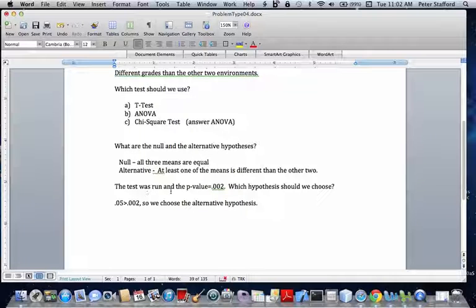All right, so the test was run, and the p-value was this number, 0.002. What hypothesis do we choose? Well, 0.05 is much bigger than 0.002, so like usual, we choose the alternative hypothesis. All right, so that's it. That's the third kind of question.